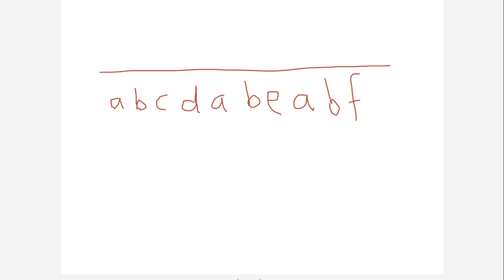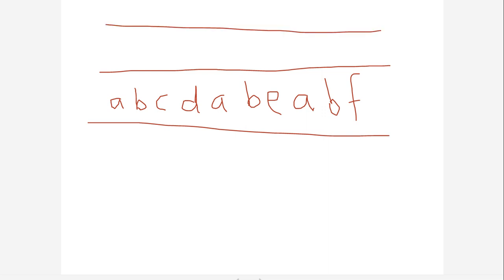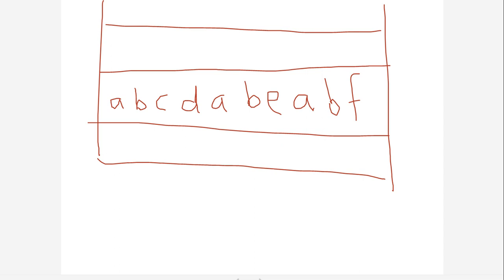A. Okay, let me make it in the middle of the screen so I don't waste the space. A, B, C, let's say D, A, B, E, A, B, F. Let's build the table now. So for the table, we have I, and this is for B, and this is for the C.